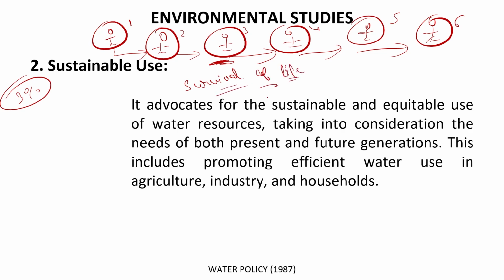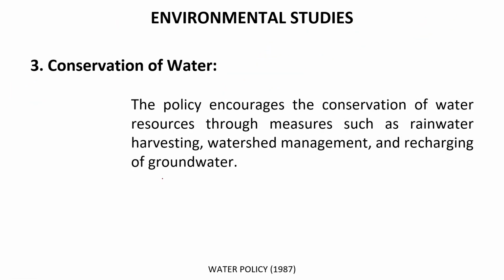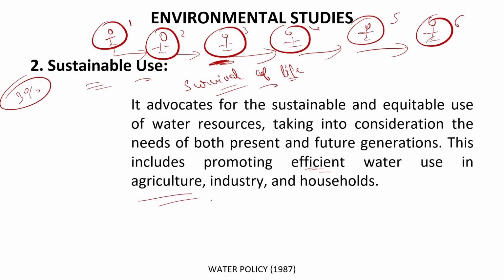Because water is not only used by human beings, but various animals and other creatures also use water. Plants and plantations also use water. That's why sustainable use is important, which means efficient water use in agriculture, industry and households.